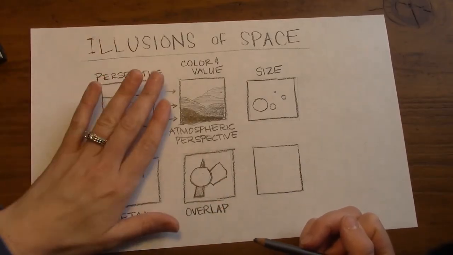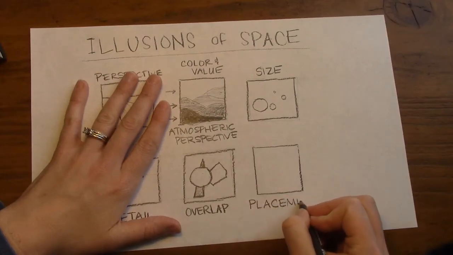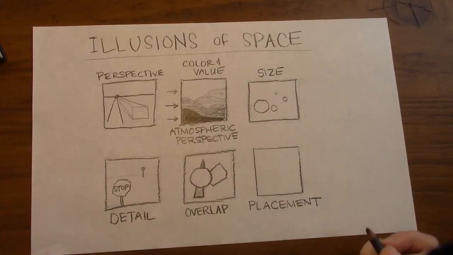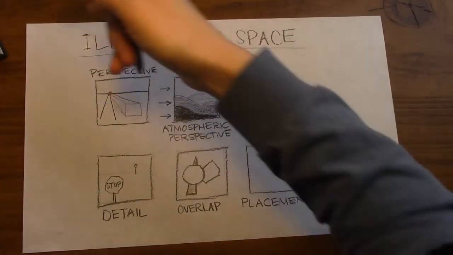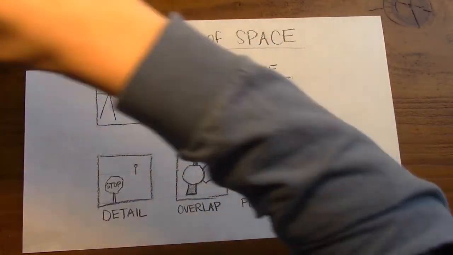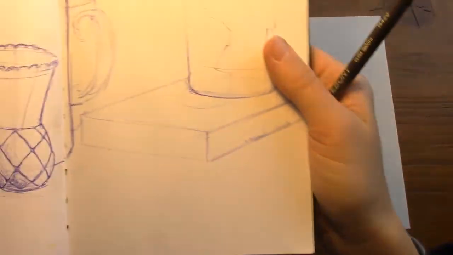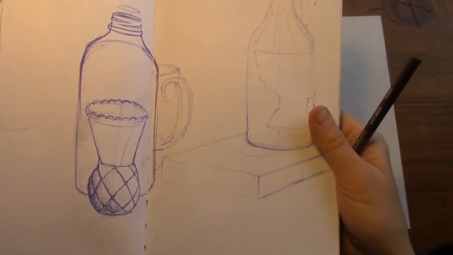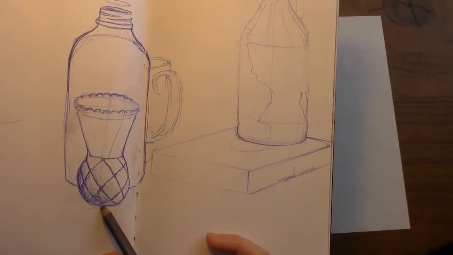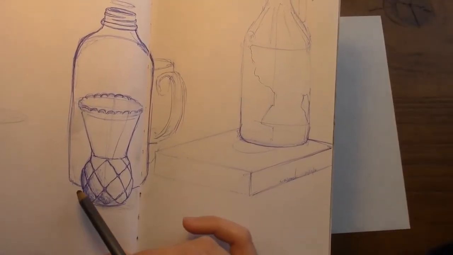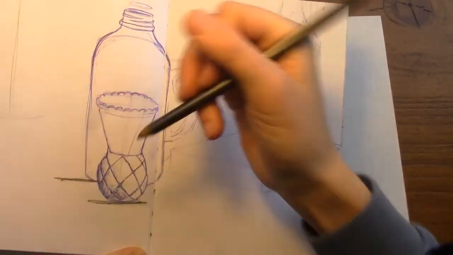Okay? Finally, we have what is known as placement. And this is one that you have to be most aware of. And I'm going to actually show you an example. Going back here to my sketchbook. Alright, so placement, let me get my camera here. Placement is the idea of looking at the base of your object. So if we look at the base of this vase and the base of this bottle, let me draw a line here to represent those bases.